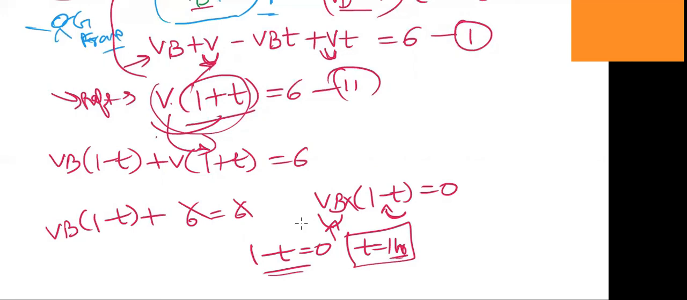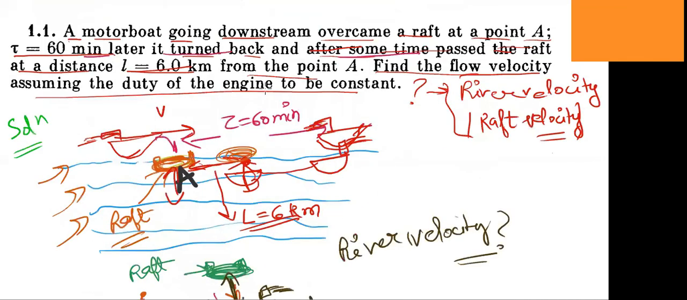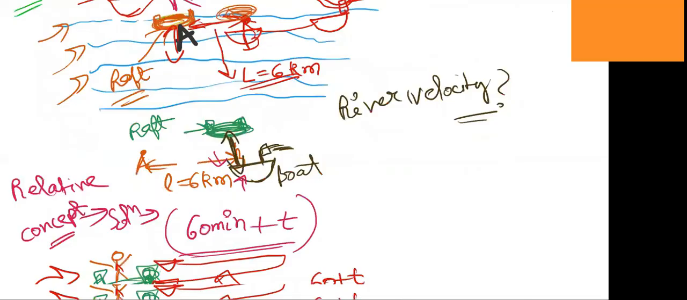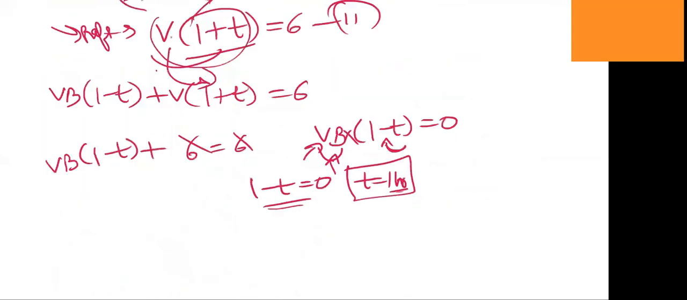Why can't vb be 0? Because it's the velocity of the boat. It's already given in the question that, assuming the duty of the engine to be constant, the boat has some velocity, which we assumed as vb, the velocity of the motorboat. So we get t equals 1 hour.